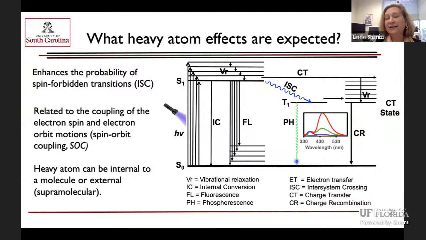As we have different halogens in our material, this should enhance the probability of this intersystem crossing process. And that's related to the coupling of the electron spin and the orbit, so spin-orbit coupling. The heavy atoms that we have can be right on the molecule, so they could be covalent, as we've seen with our iodines or chlorines, or they can be things that we put in the channel, so they can be supramolecular as well.